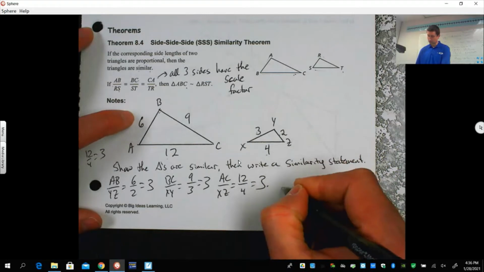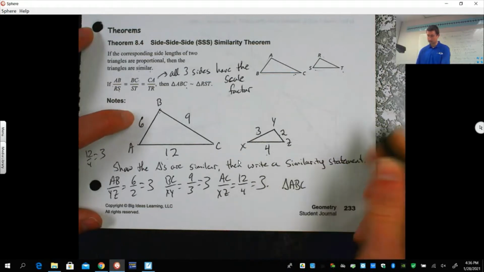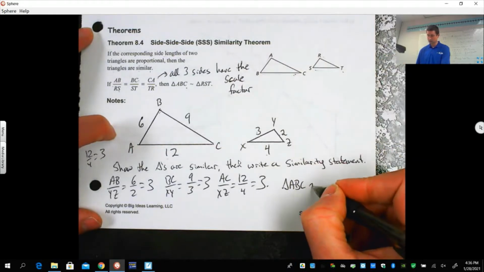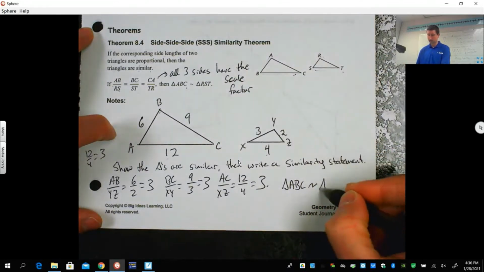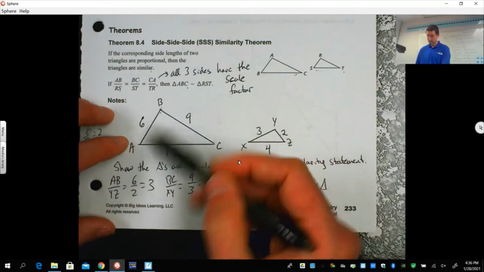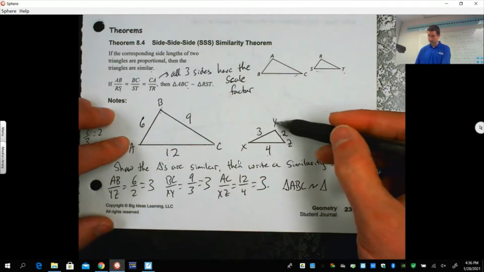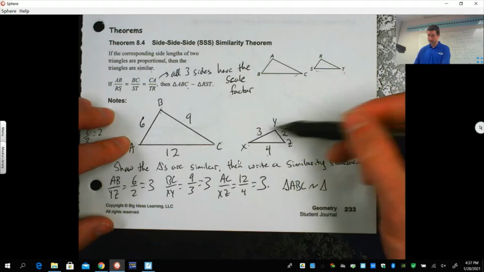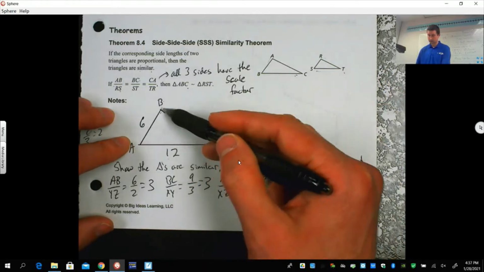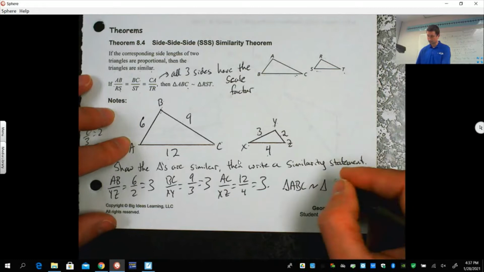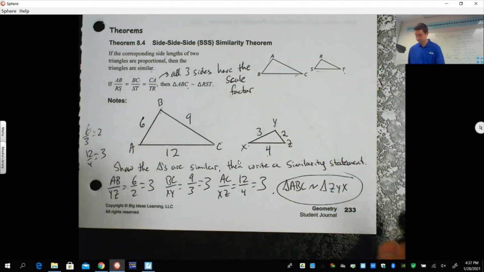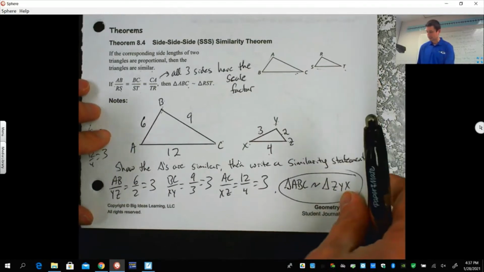Then write a similarity statement. So I'm going to go triangle ABC. And again, that order is important here. A, B, C. Pick your order of your first one and then match it up in your second one. AB, remember, went to YZ. So ABC is going to go to ZYX. Notice how I go up and then down in here. So ZYX. You have to get that order correct. So that's the side, side, side similarity theorem.